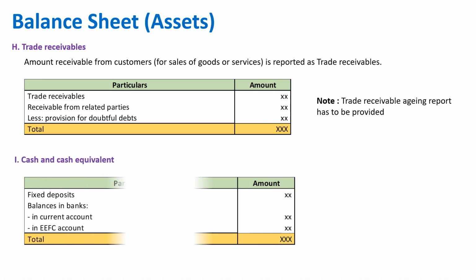The next one is cash and cash equivalents. Under cash and cash equivalents, it's mostly the liquid cash you have to report for the company. So in the format you can see here, you will have to report fixed deposits, balances in banks, your current account or EEFC account if you are holding any foreign currency, and cash balance.